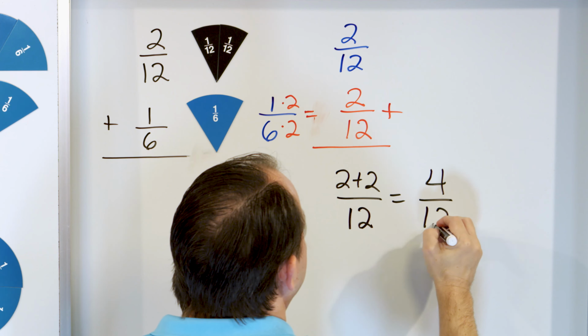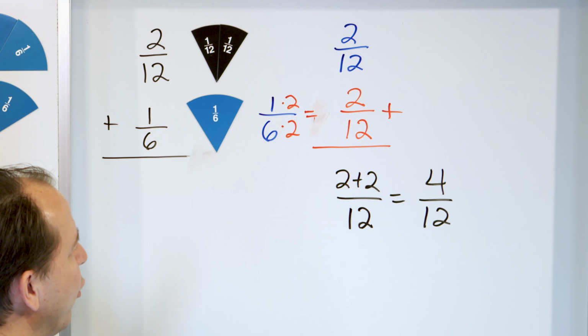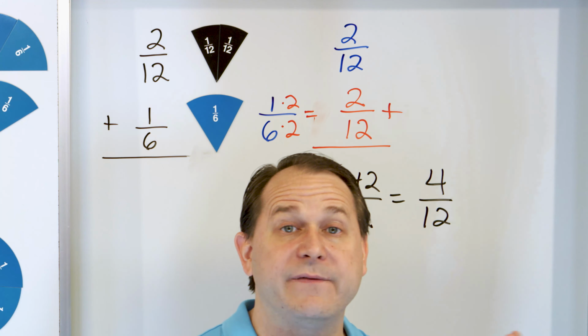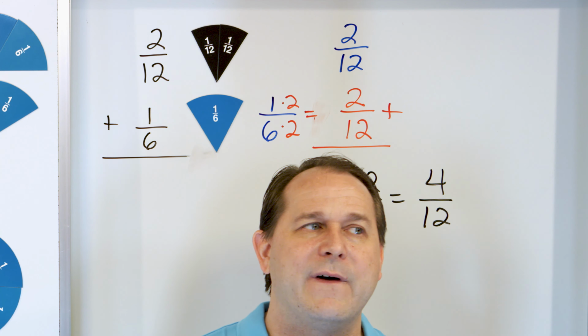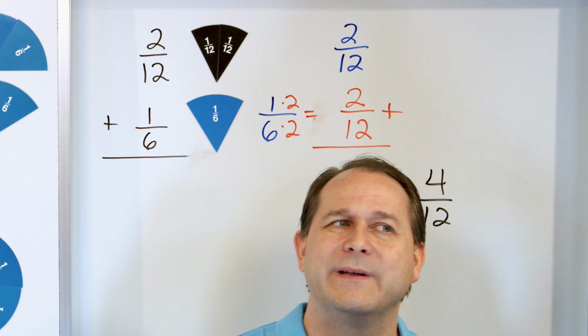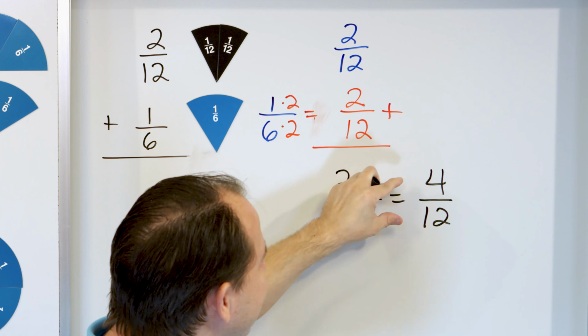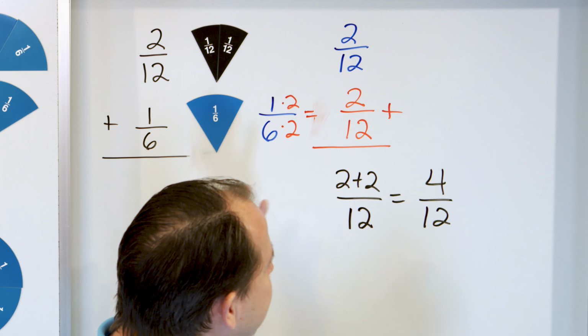What do I get? 4 out of 12. We think this is the correct answer, but we always ask, can we make it simpler? Of course, they're both even numbers. I can divide by 2. That's fine. Divide by 2, I'll get some other fraction, but then I'll see that I can divide it by 2 again. But then I notice, instead of dividing by 2, I can divide both of these by 4.